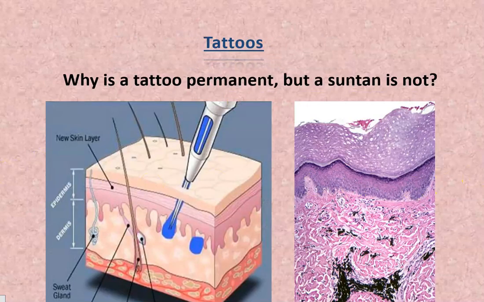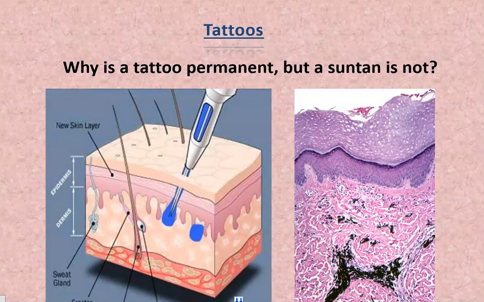And so it leads us to this last question. Why is a tattoo permanent but a suntan is not, or a henna tattoo is not permanent? The difference is a permanent tattoo gets you down here in the dermis. In the dermis you've got those blood vessels, so these cells all stay alive. But here they're forming and then pushing their way up and dying, so they're constantly being replaced. A sunburn is not permanent because you haven't gotten down into the dermis.